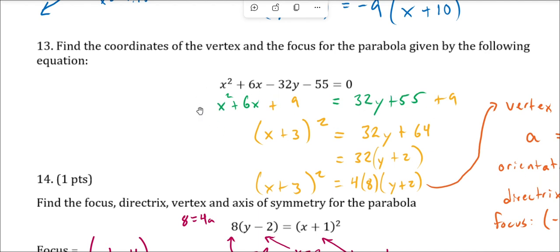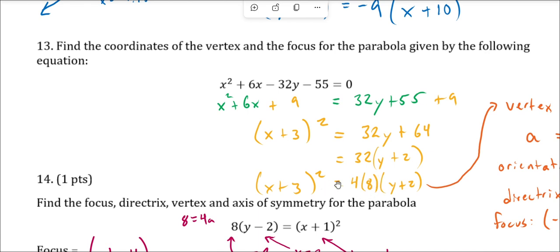In order to complete the square on x squared plus 6x, I need to add 1/2 of 6 squared. So that's 3 squared to both sides. That allows me to factor on the left-hand side as x plus 3 squared. And on the right-hand side, I get 32y plus 64. Notice that we can factor a 32 out of that, which gives me 32 times y plus 2. And 32 is in fact nicely divisible by 4, so we could write this as 4 times a whole number.